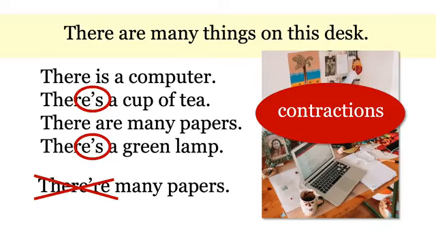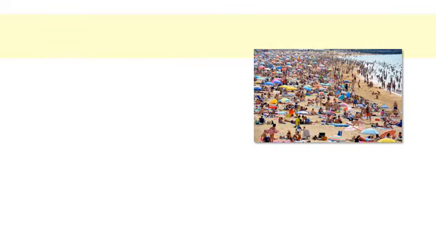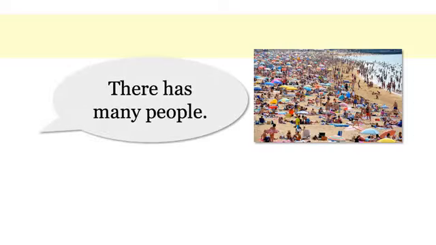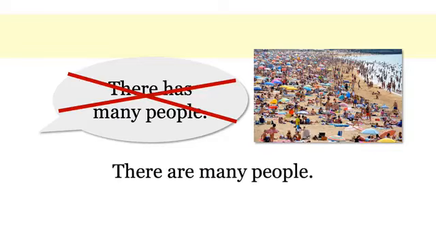Let's look at some other possible mistakes. This beach is crowded. You may want to say, there has many people, but this is not correct. We need to use the be verb, not have. There are many people. We use there are.